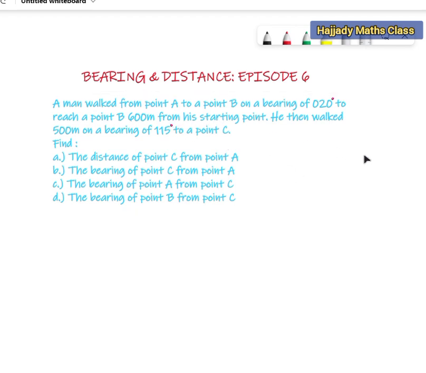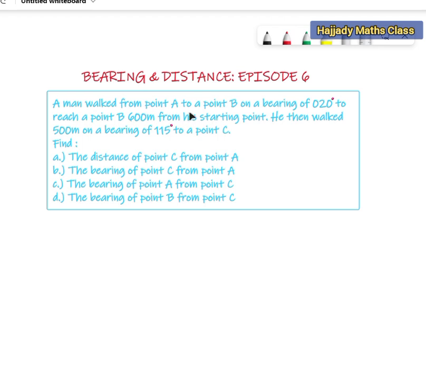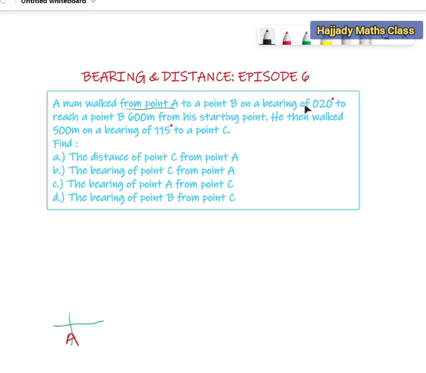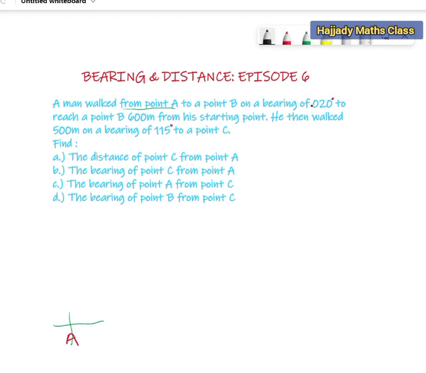Now, the question says that a man walked from point A. Take note of that statement, from point A. So that means our bearing starts from where? From A. So let me call this my point A. On a bearing of what? On a bearing of 20 degree. That is another point to take note of. On a bearing of 20 degree. That means this bearing of 20 degree will be from here. So from my north, I'm having my 20 degree here.